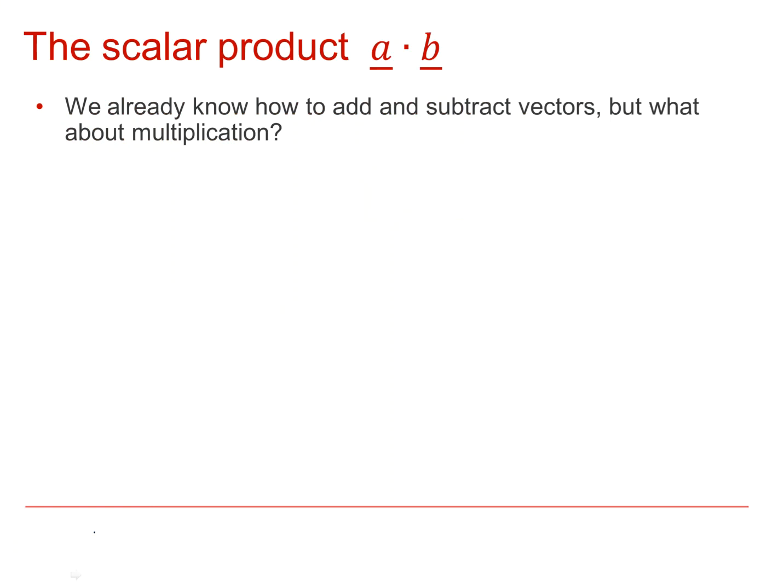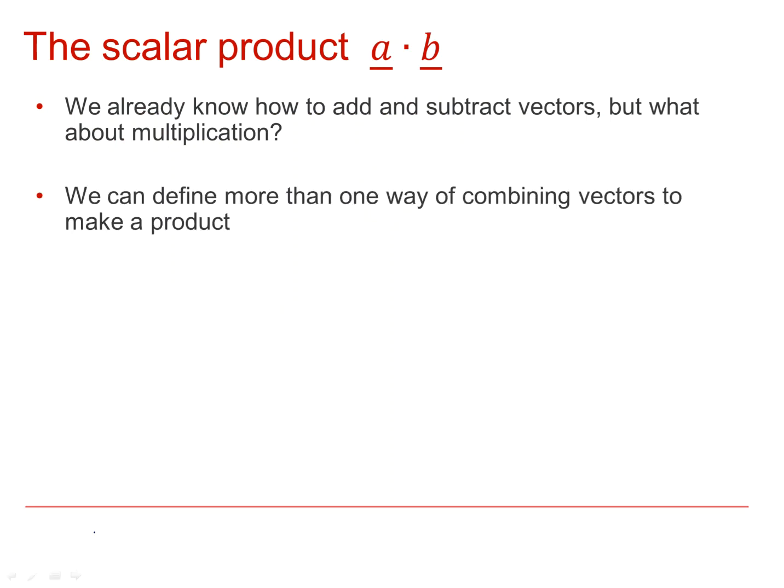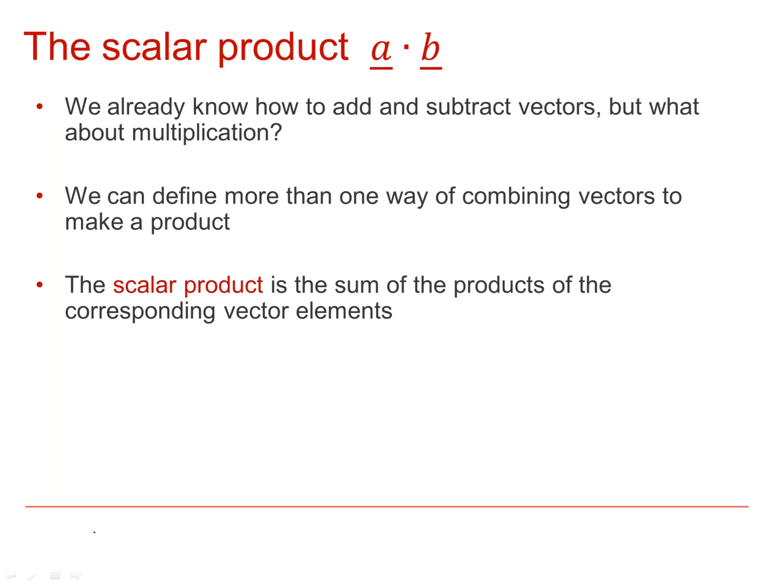We already know how to add and subtract vectors, and we can multiply vectors by a scalar. But what about multiplying two vectors together? There's more than one way that we can usefully define this. The one we're going to look at in this video is called the scalar product, and it's the sum of the products of the corresponding vector elements.